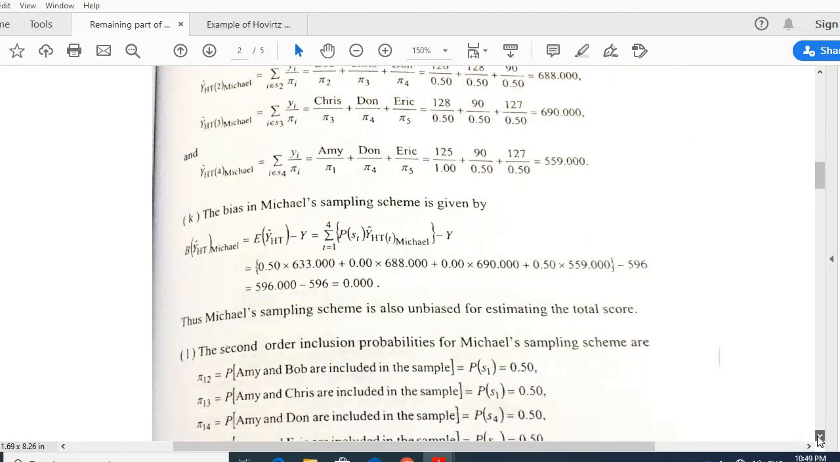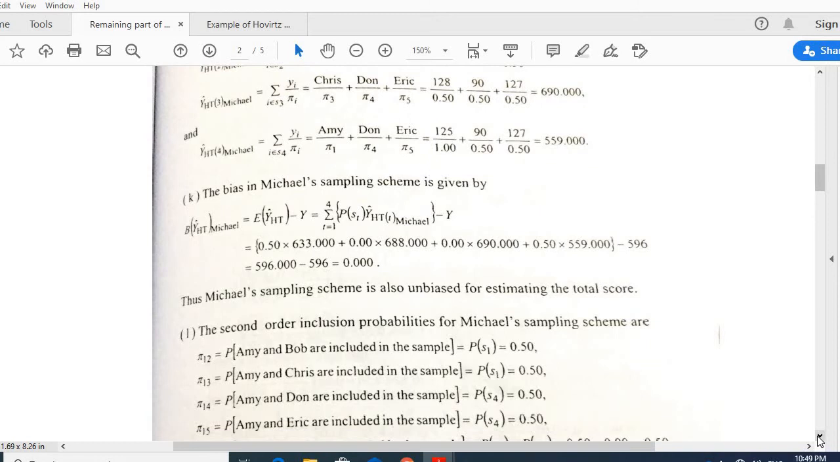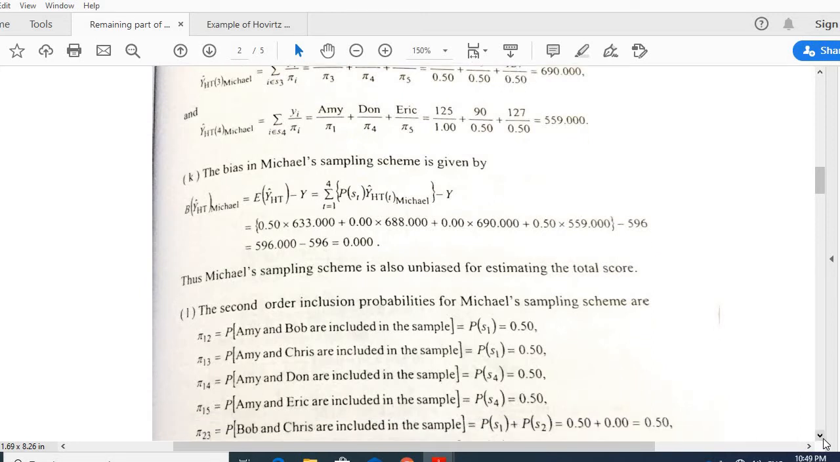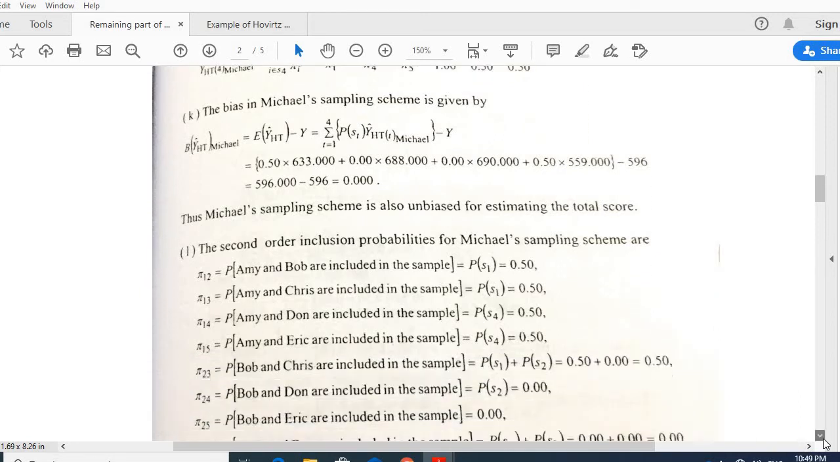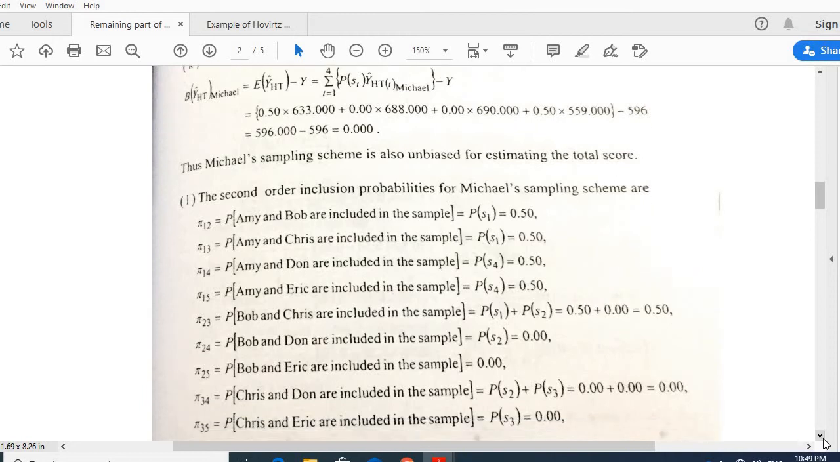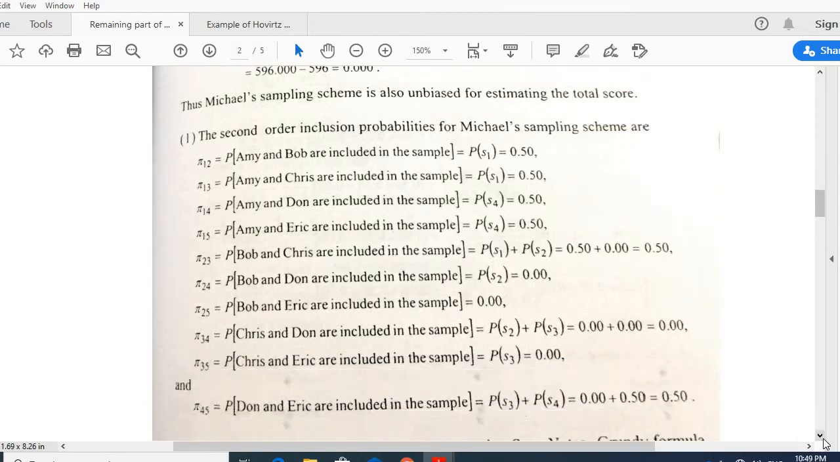The second order inclusion probabilities, here we have calculated the second order inclusion probabilities, similarly as we calculated for John sampling scheme. You can see here, it is also shared in the PDF document.